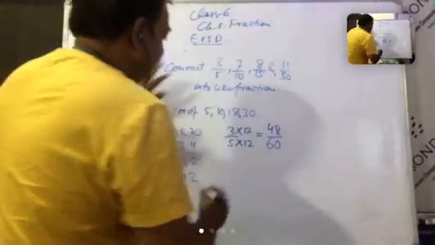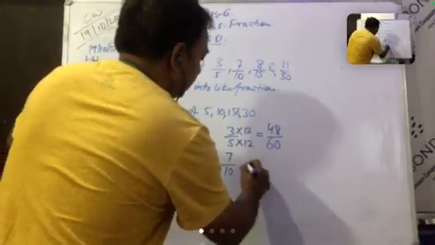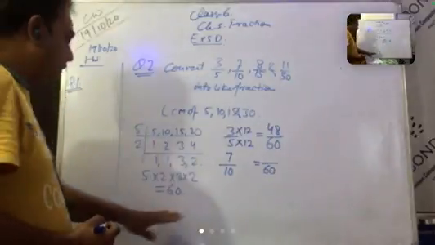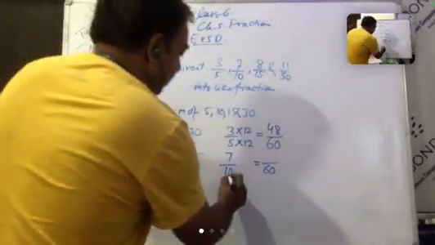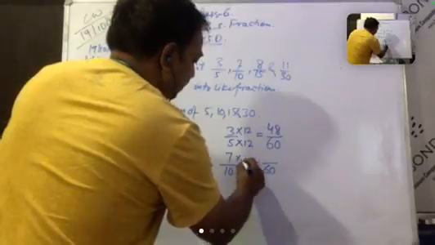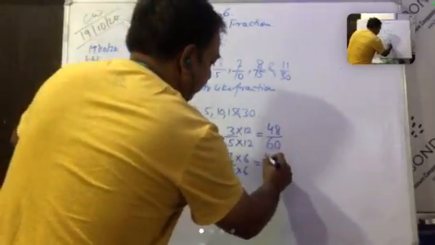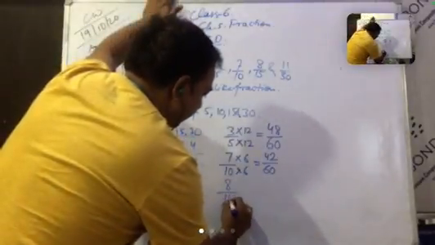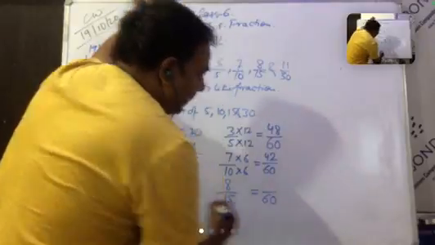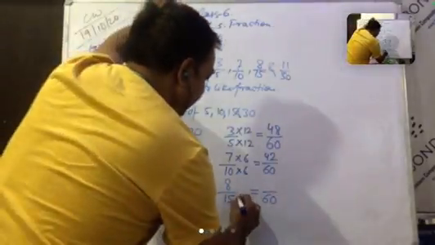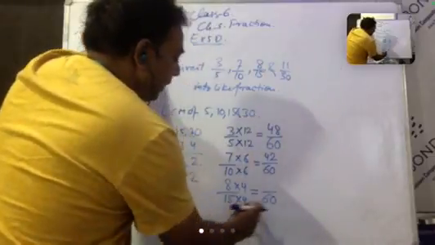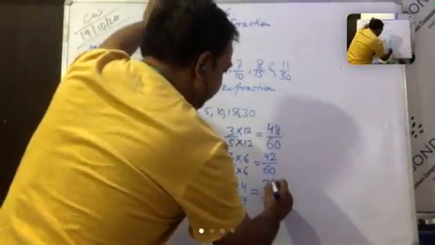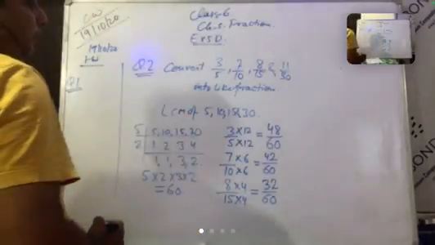Now the next is 7 upon 10. Give some space and put 60 as the denominator, because our LCM is 60. 10 sixes are 60, we know that. So 10 times 6, and 7 times 6 is 42. Now the third, 8 upon 15. Write the required denominator, that is 60. 15 times 4 is equal to 60. Then 8 fours are 32.